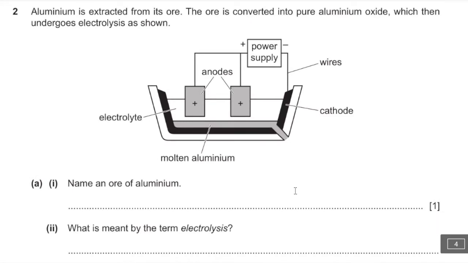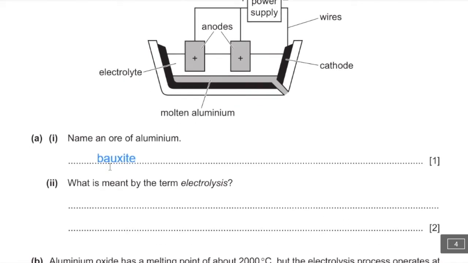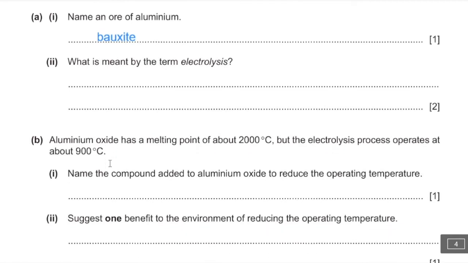Question number 2. Aluminium is extracted from its ore. The ore is converted into pure aluminium oxide, which then undergoes electrolysis as shown. A1. Name an ore of aluminium. This is bauxite. 2. What is meant by the term electrolysis? So we're supposed to be writing the definition of electrolysis over here.